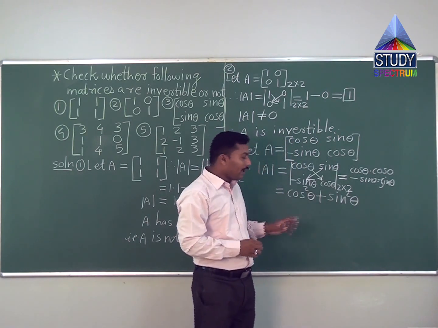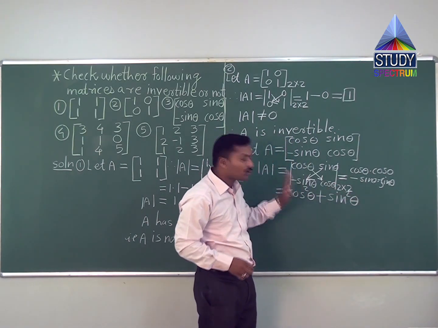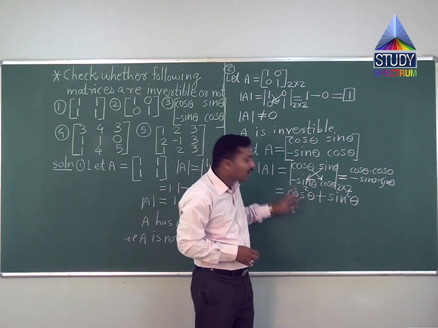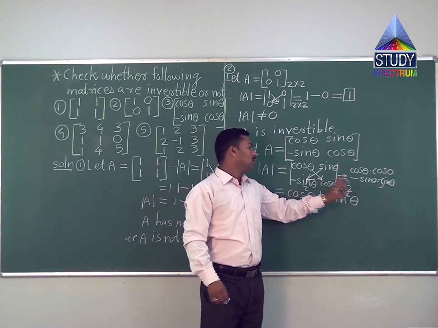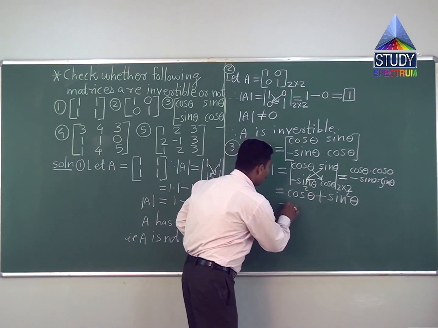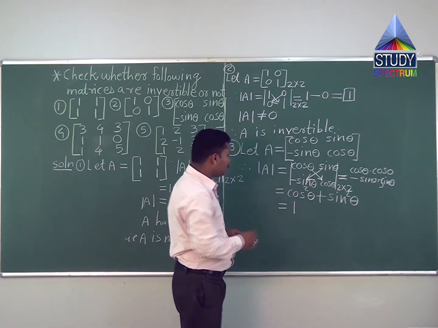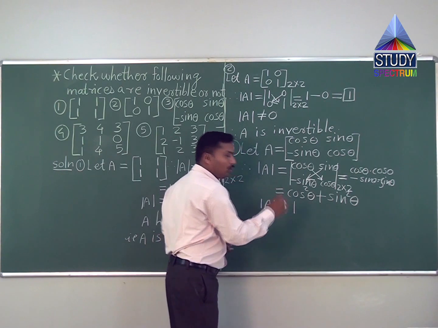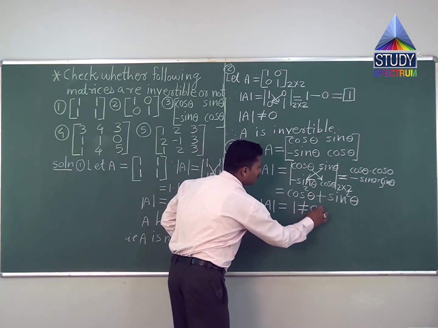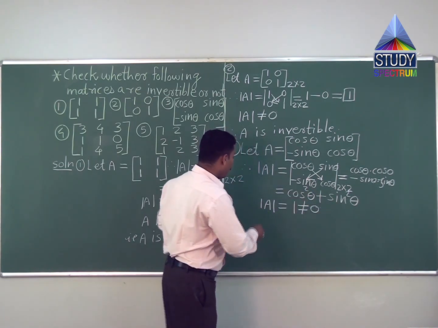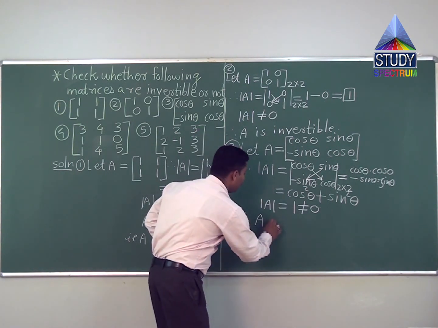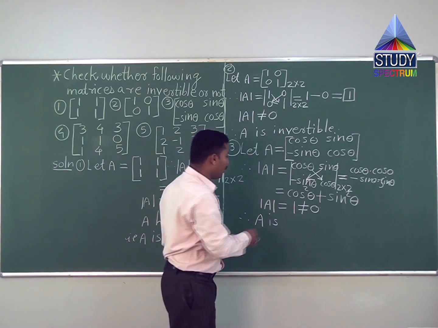So do you know the identity? Sin square theta plus cos square theta equal to what? Recall, sin square theta plus cos square theta is always 1. So determinant A equal to 1. This is not equal to 0. This is a non-zero determinant, and therefore given matrix A is invertible.